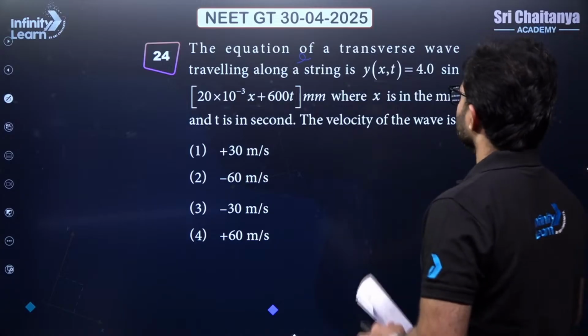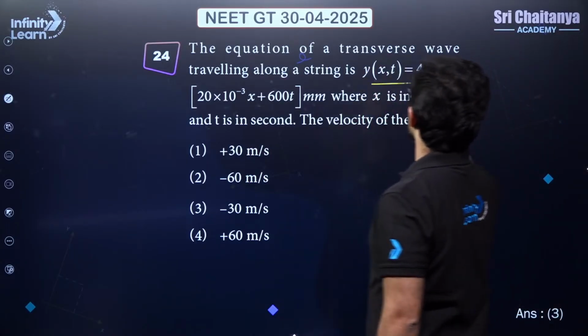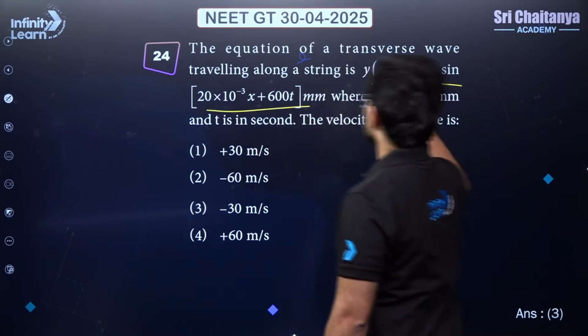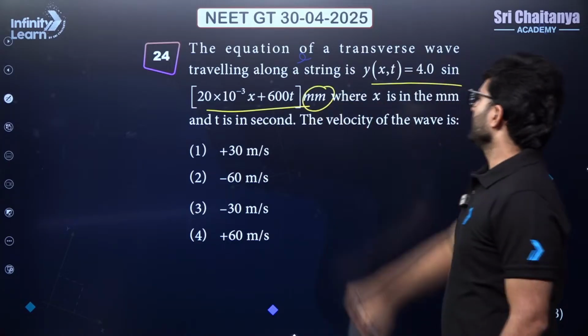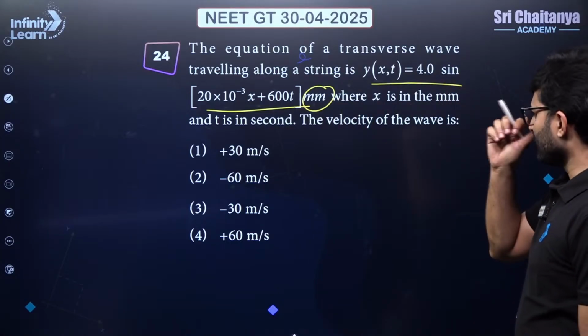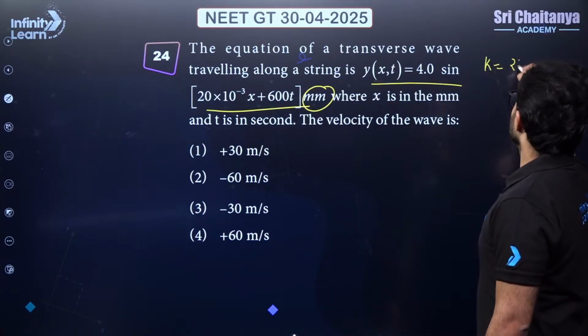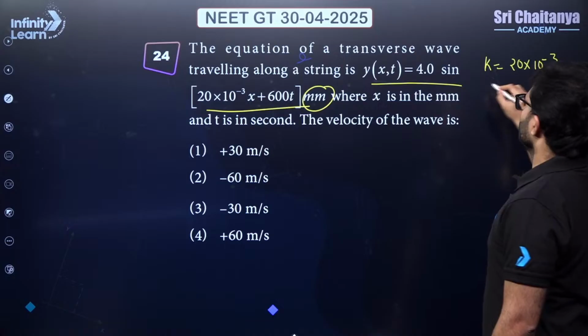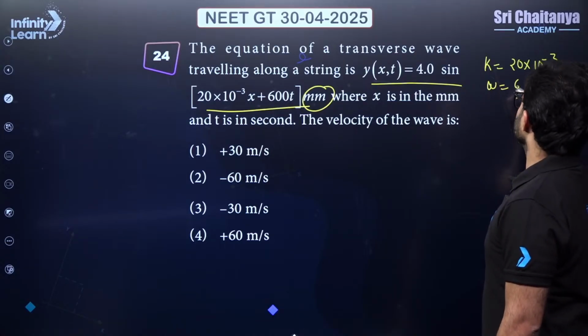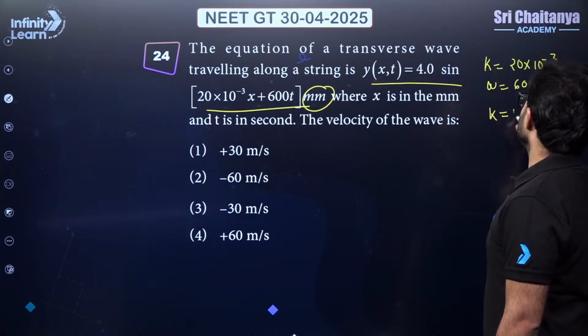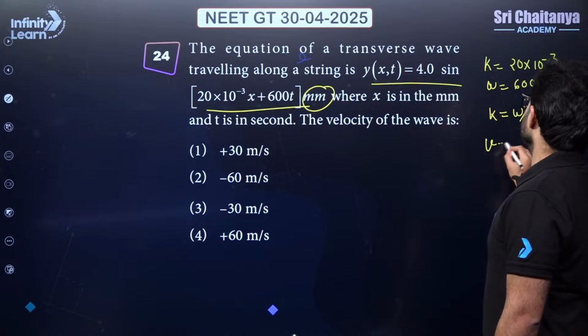The equation of a transverse wave traveling along a string is given by 4 sine blah blah blah, where x is in mm and t is in seconds. The velocity of the wave is? So this is very, very simple, right? We already know k, 20 into 10 to the power minus 3. We know omega, 600, and we know the relation k is equal to omega by v. So what is v from here?